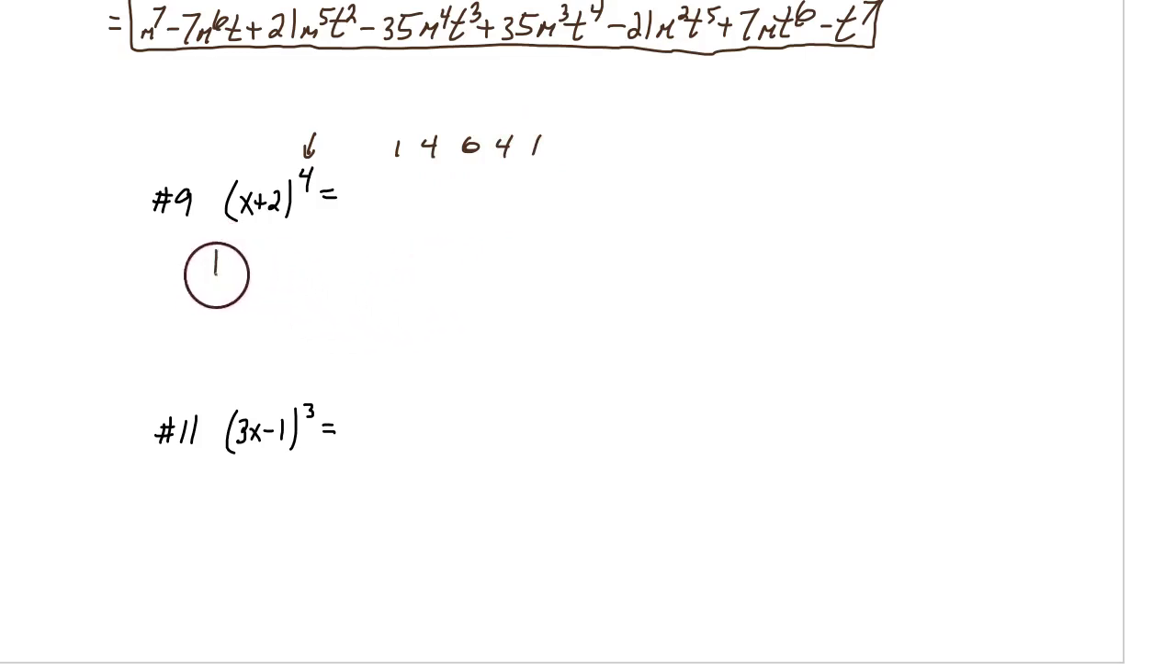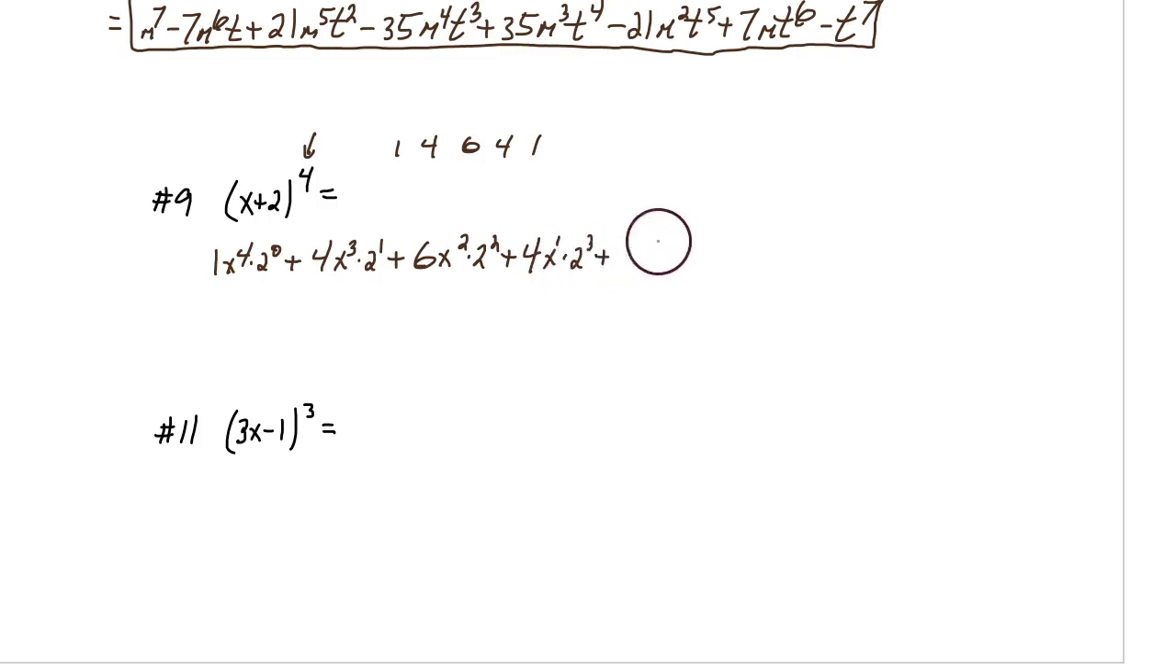We have 1 x to the 4th times 2 to the 0 plus 4 x to the 3rd times 2 to the 1 plus 6 x to the 2 times 2 to the 2 plus 4 x to the 1 times 2 to the 3 plus 1 x to the 0 times 2 to the 4th. Now run through and simplify.